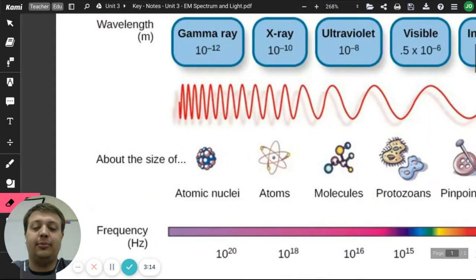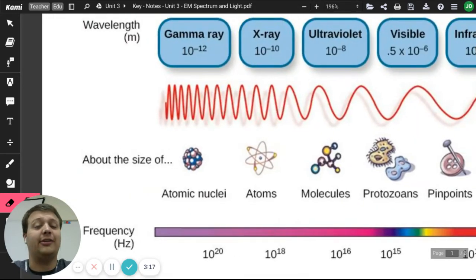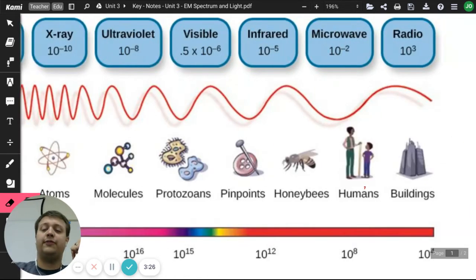If I'm talking about gamma rays, they are about the size of an atomic nucleus, so just the protons and the neutrons of an atom. They are very, very small. Whereas a radio wave can be as long as a building is tall. They are very, very long, and can be thousands of meters long. We do need to keep that in mind when we're talking about these wavelengths, because they can span such a broad range of lengths.